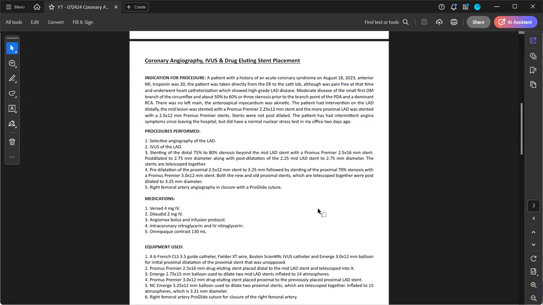Now, let's say that there was a prior study that has been performed, then we have to look for medical necessity for a repeat study. So we need to see a reason for the physician repeating the imaging.